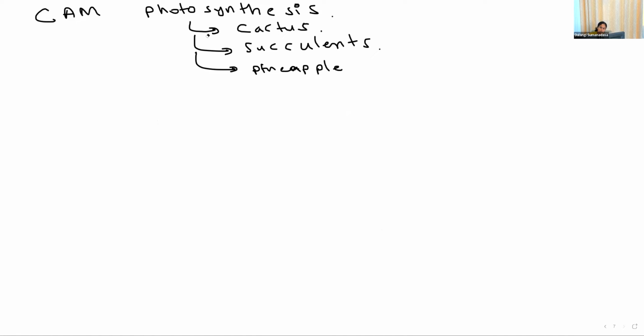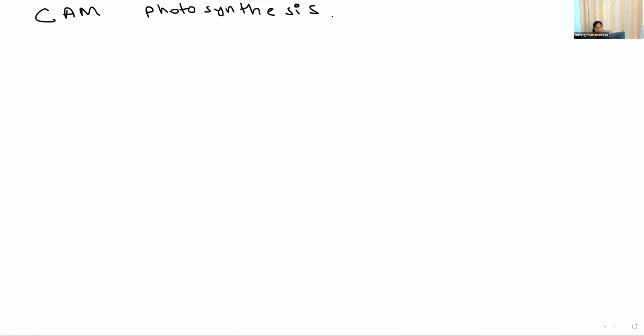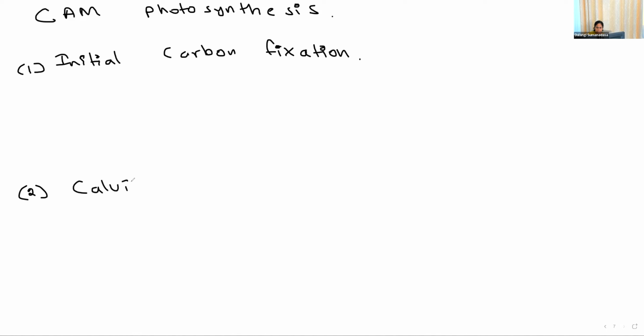Right, so the CAM photosynthesis is exactly the same as the C4 photosynthesis. So can you write it down? The initial carbon fixation and then the Calvin cycle. Exactly the same thing, rewrite it. Rewrite it a couple of times, then you will get used to these terms.